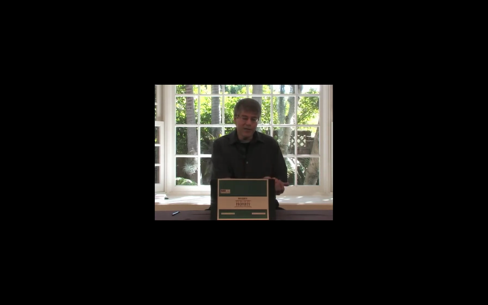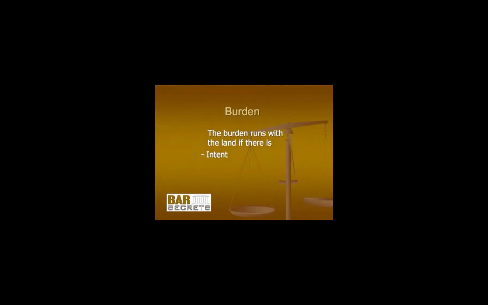Now, under real covenant theory, a burden will run to successors in interest if you can meet four elements. One is there must be intent for that burden to run by the parties. Number two, there must be notice that it is a burden. Number three, that burden must touch and concern the land. And number four, there must be privity. You go, what? What? What? I don't get this. All right, well, let's take these one at a time.